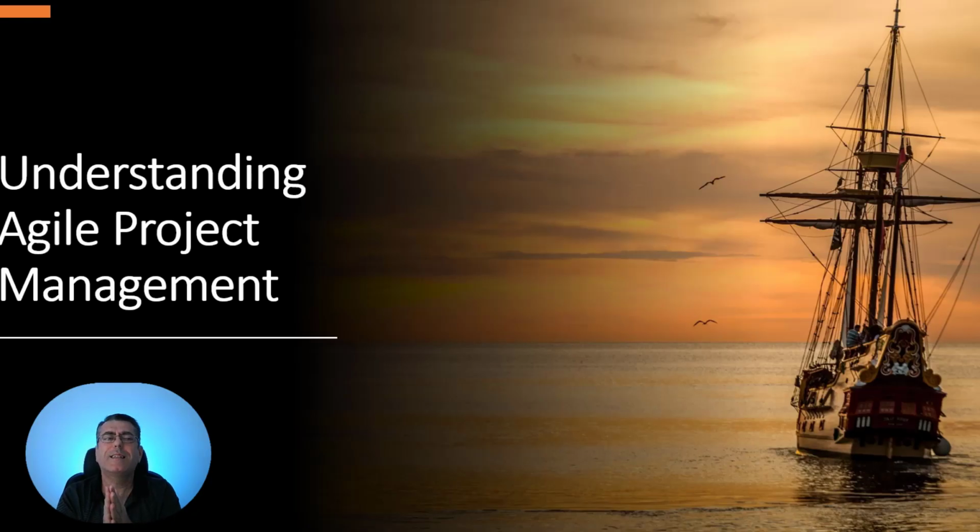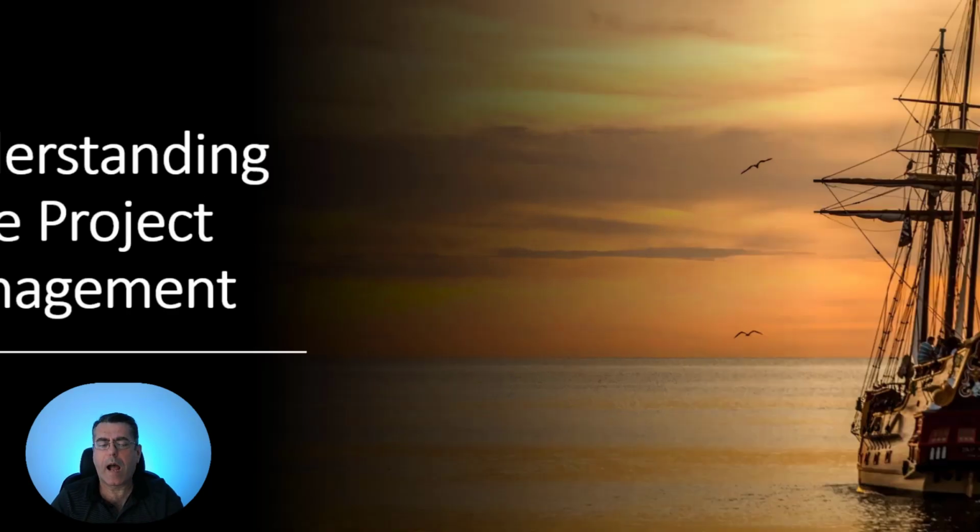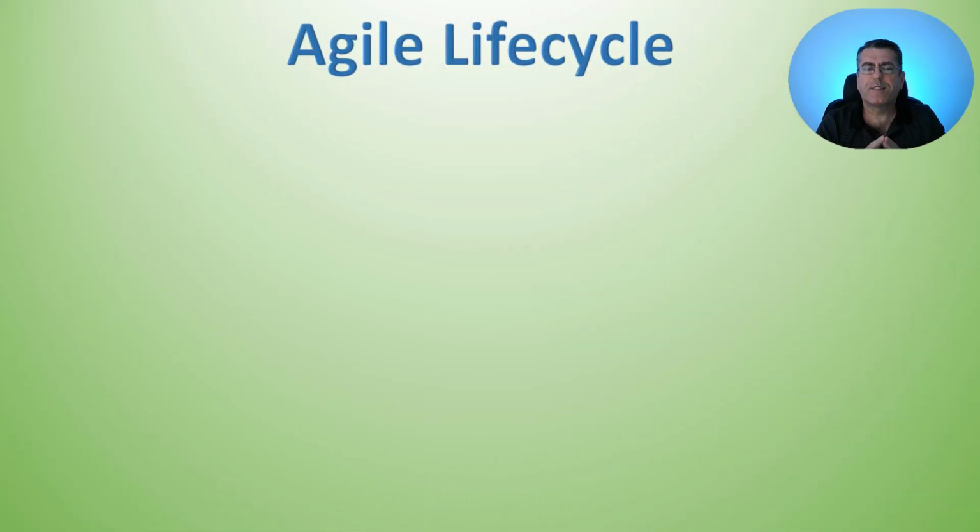So let's understand a little bit about agile project management. I put this photo here because I'm going to explain why. The agile life cycle is an adaptive process. We need to understand that the way we deliver projects in an agile mode is a little bit different than we do in a traditional mode. Let's see why.